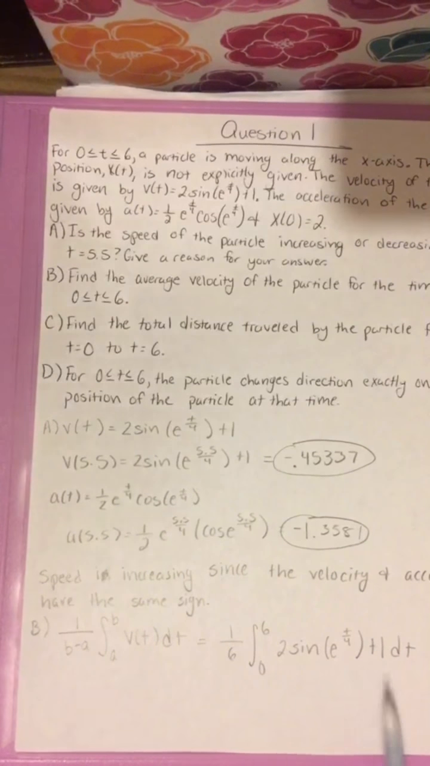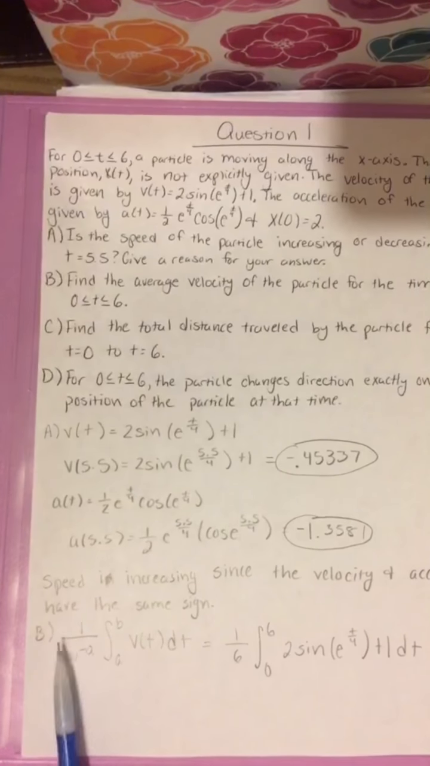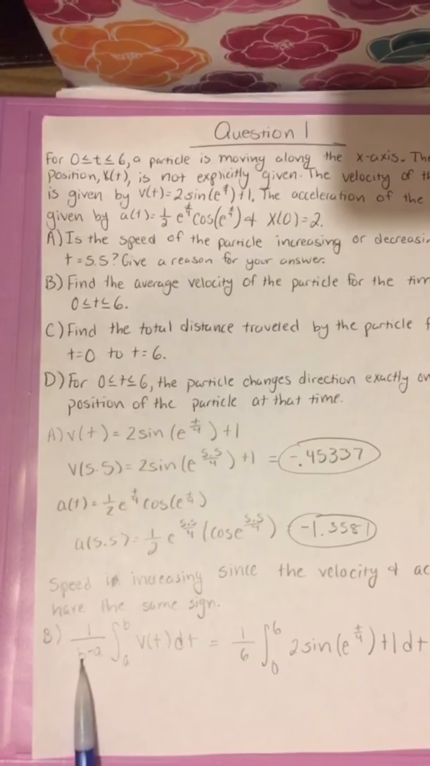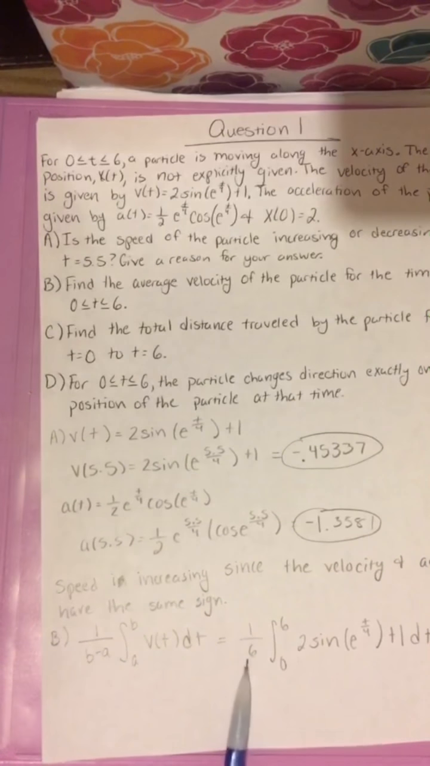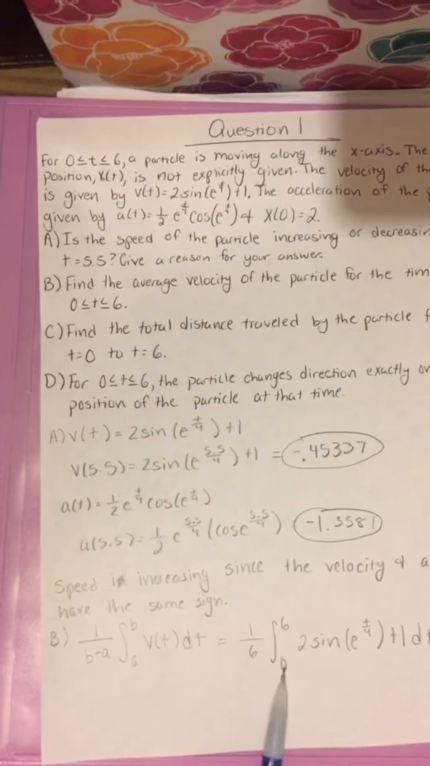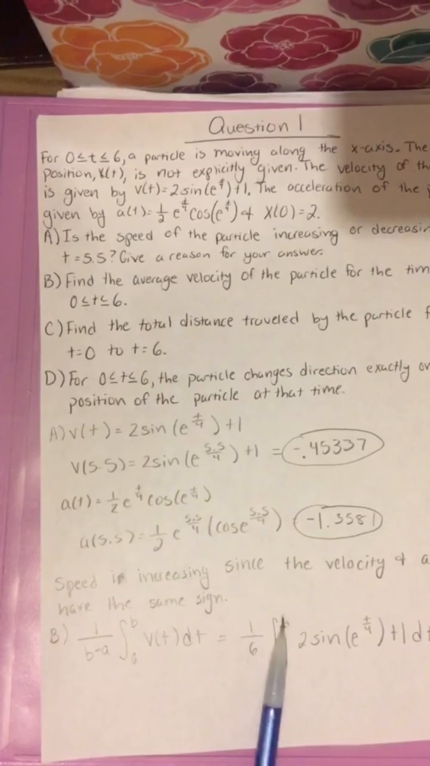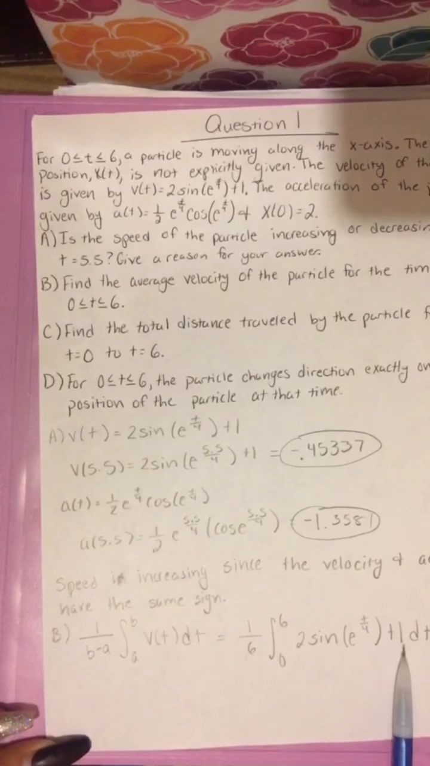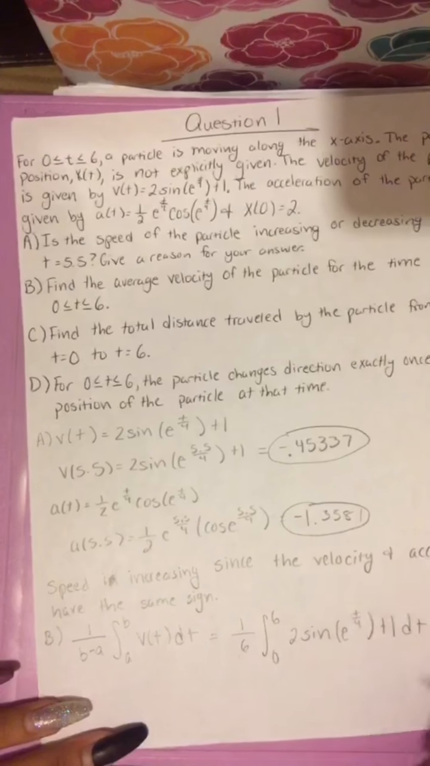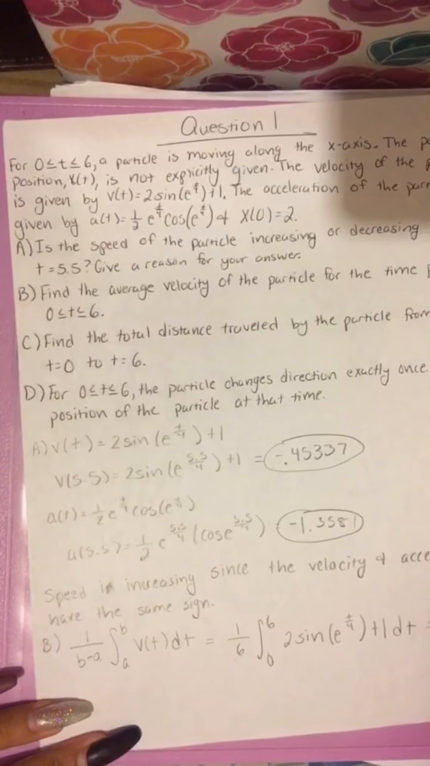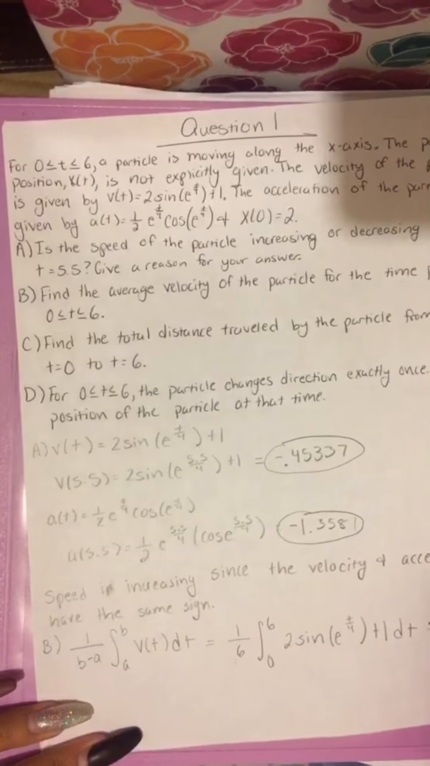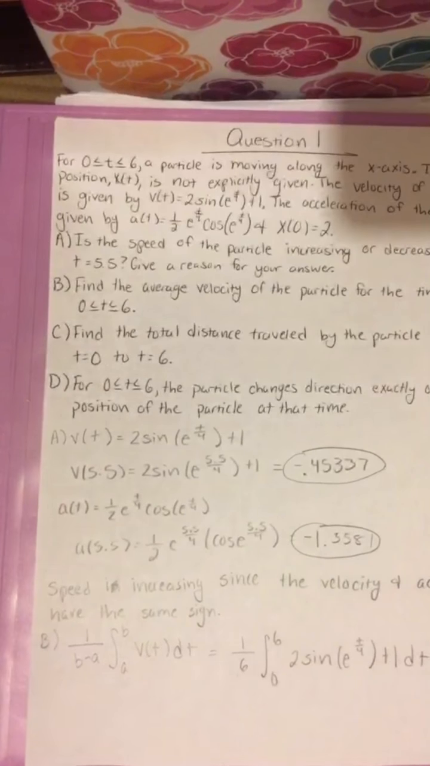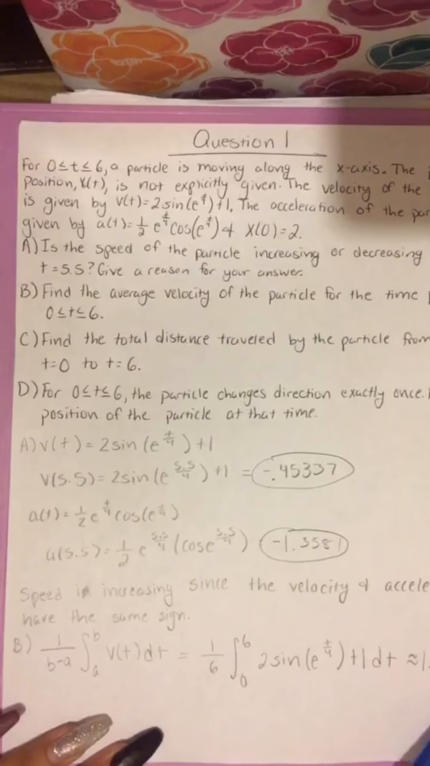We will be able to plug this into the calculator, but first we have 1 over b minus a, because b is 6 and a is 0. So obviously it'll be 1 over 6, and you plug in the boundaries, which are 0 to 6. When we plug that into a calculator, we will get an approximate value of 1.949. So the average velocity will be 1.949.